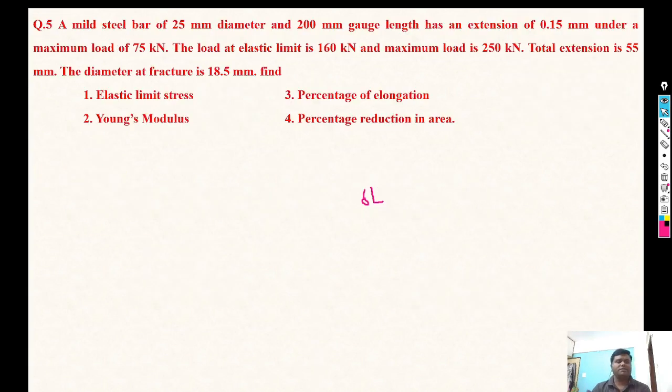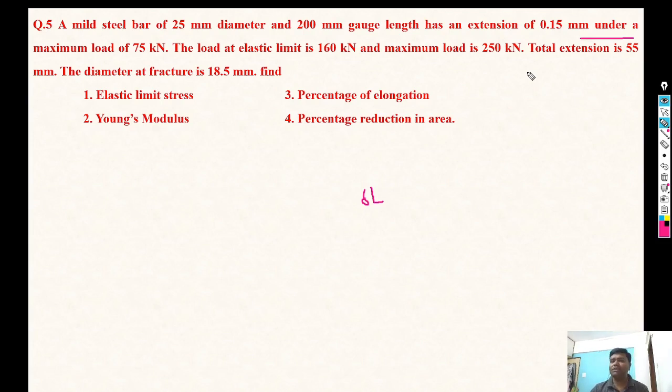Now next, a mild steel bar of 25 mm diameter and 200 mm gauge length has an extension of 0.15 mm under a maximum load of 75 kilonewton. The load at elastic limit is 160 kilonewton and the maximum load is 250 kilonewton. Total extension is 55 mm. The diameter at fracture is 18.5 mm.